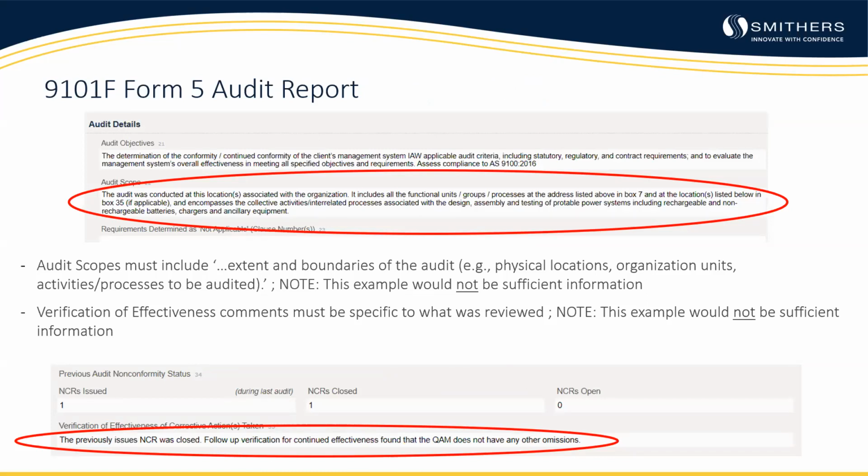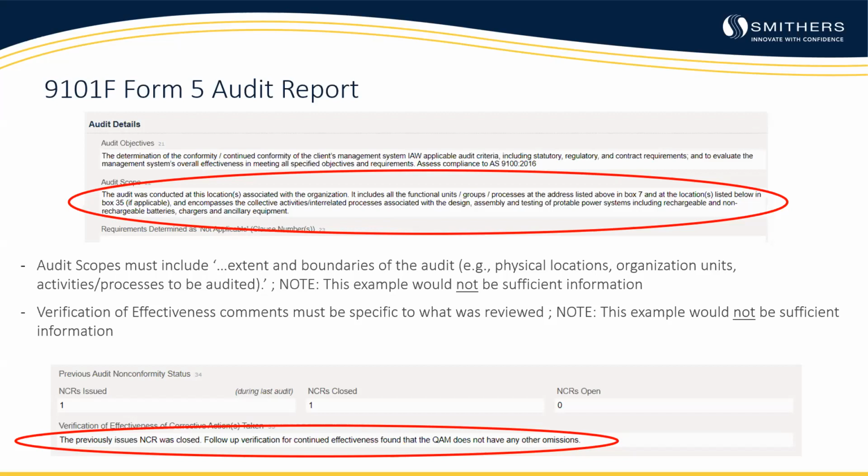So what we need to see in these particular examples is some reference to the physical location, i.e. address, and any of the processes audited as part of the audit activity. The next item here is verification of effectiveness, and this pertains to previous NCRs. For this one, and this discussion has happened with a number of file reviews, we need to understand what was specifically reviewed in relation to that given NCR. And again, this is another section that we have to be very careful with canned statements because they do not provide that level of detail.